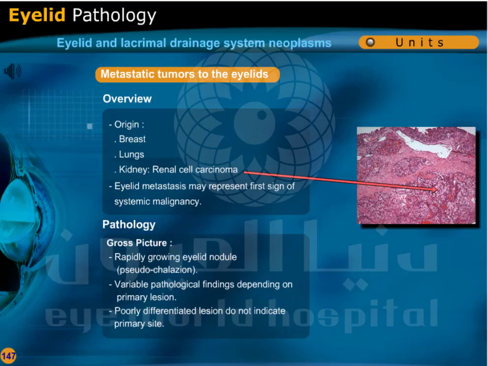Metastatic tumors to the eyelids. Origin: breast, lungs, kidney, melanomas, etc. Eyelid metastasis may represent first sign of systemic malignancy. It presents as rapidly growing eyelid nodule, pseudochalazion, variable pathological findings depending on primary lesion. Poorly differentiated lesion does not indicate primary site.